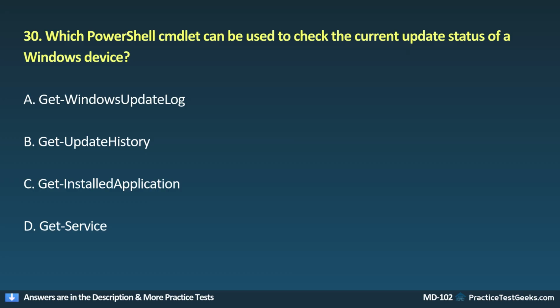30. Which PowerShell cmdlet can be used to check the current update status of a Windows device? A. Get-WindowsUpdateLog. B. Get-UpdateHistory. C. Get-InstalledApplication. D. Get-Service.